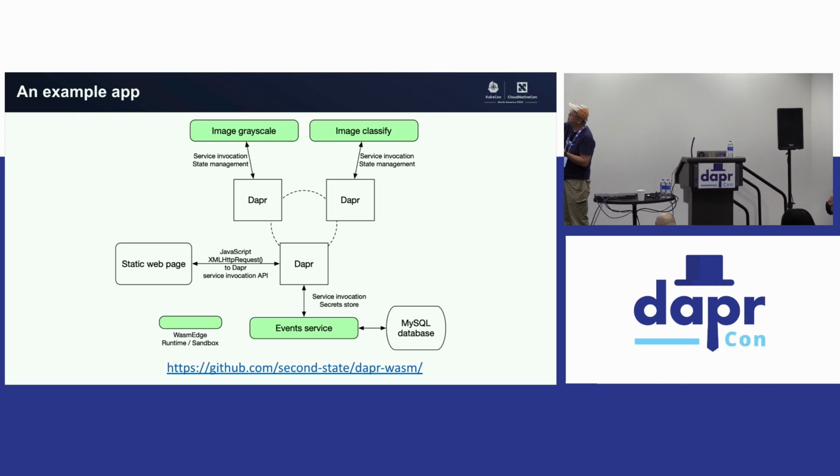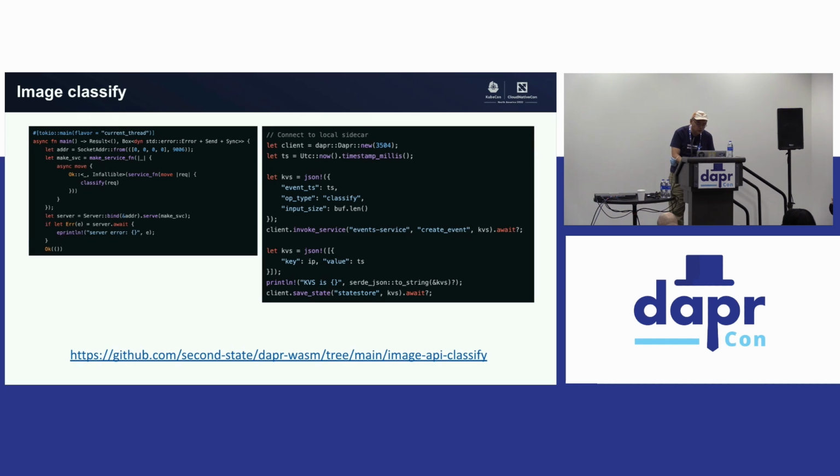So each of those sidecars uses some Dapr services. The top 2 are image manipulation services. So they use service invocation and state management. And the last one, because it has database credentials, also uses a secret service. So let me go through the code really quick.